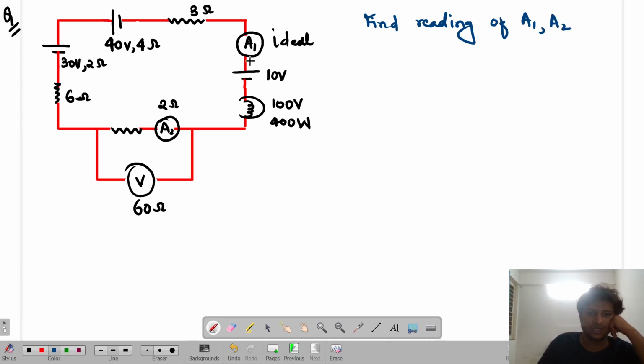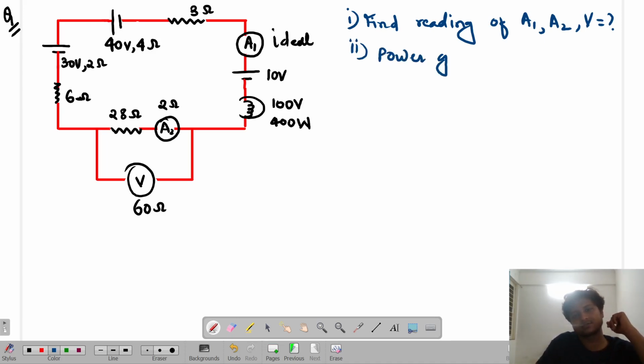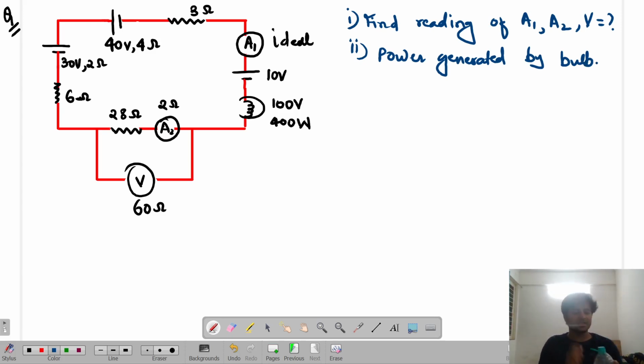Which one? A1 is ideal. Achha, this. It's given 28 ohm. So find the reading of A1, A2 and voltmeter V. Got it? First question. Second thing, power generated by the bulb. Do it fast. Try it, then I'll tell you the answer.